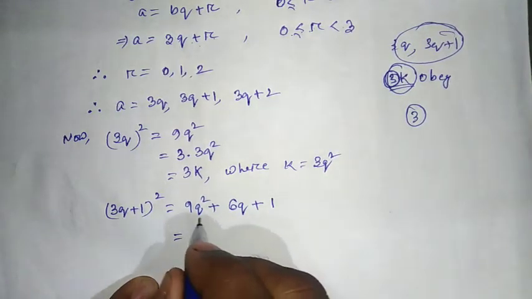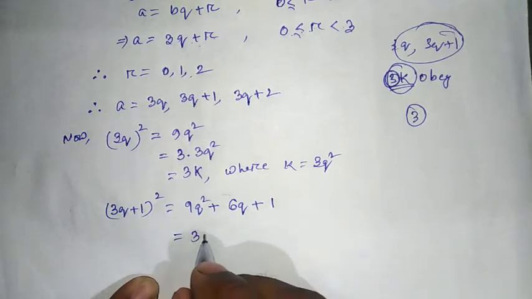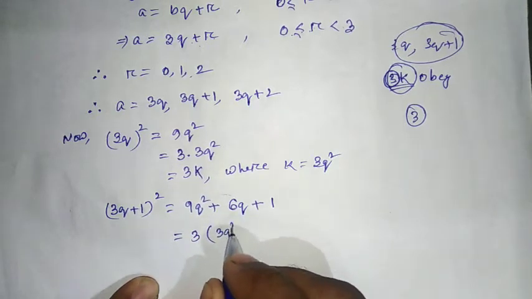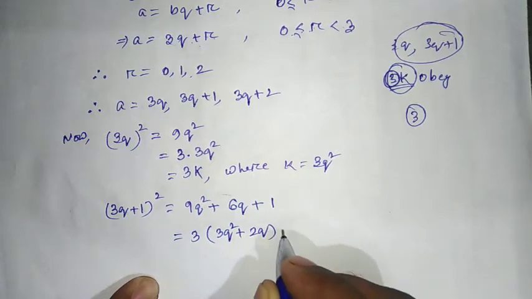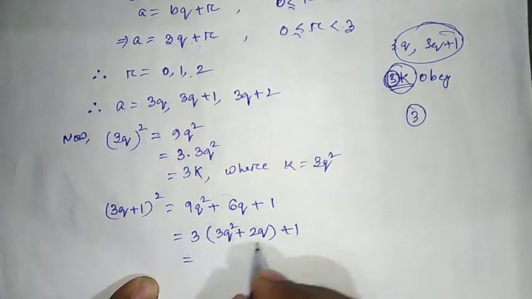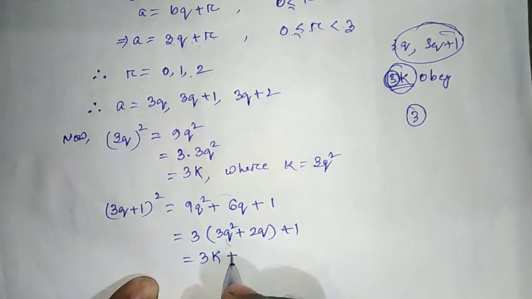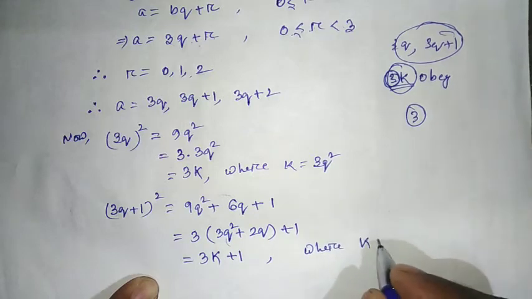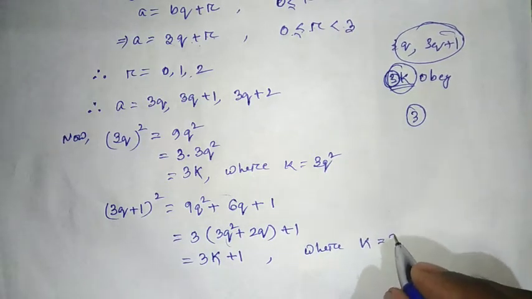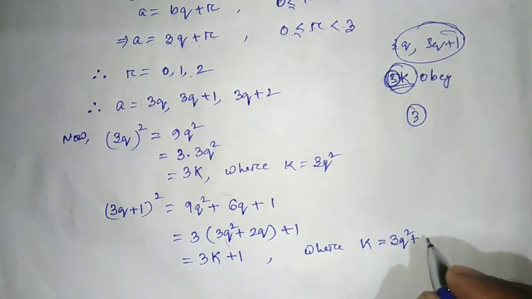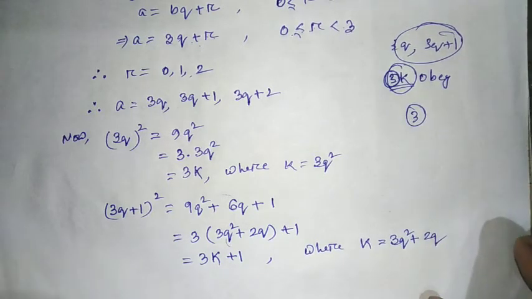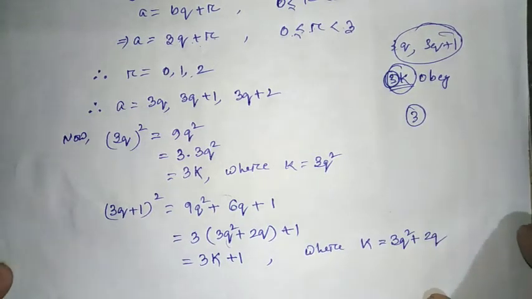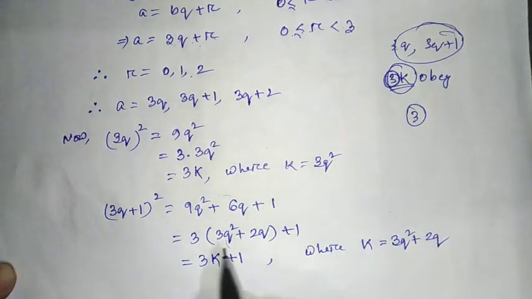So from these two terms we can take 3 common. Here 3q square plus 2q plus 1. Now see, again if we write this value as k, 3 into k plus 1, where k is equal to 3q square plus 2q. So it is expressed in the form of 3k plus 1.